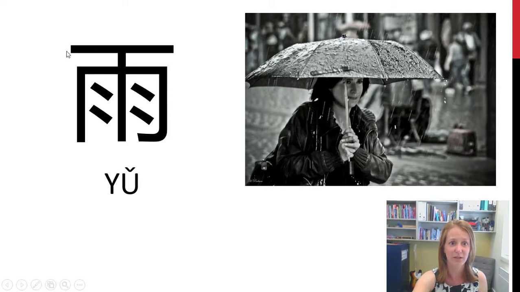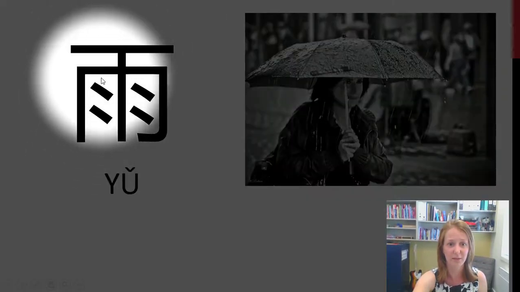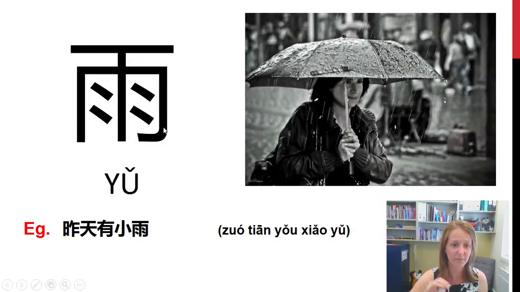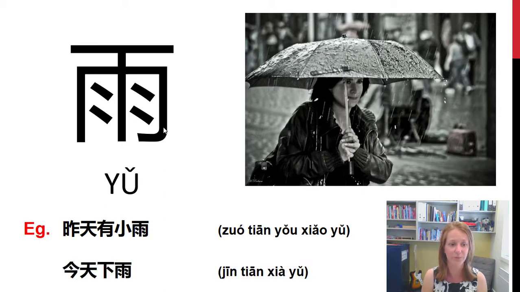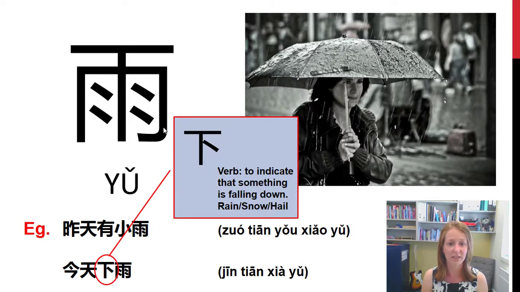You can imagine the picture like this: the clouds and then the rain coming down on the umbrella. For example, 昨天有小雨. So just a little bit of rain, 小雨. And 今天下雨. The 下 here is to indicate that something is falling down, and we use this when we are talking about rain, snow, or hail. So 今天下雨, today it's raining.